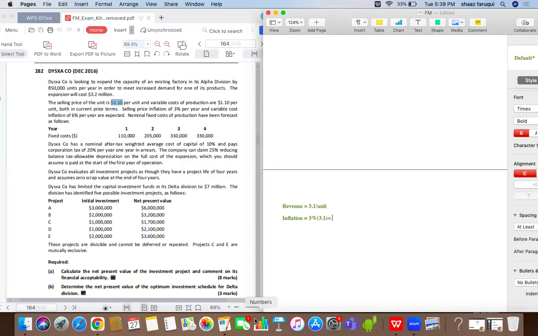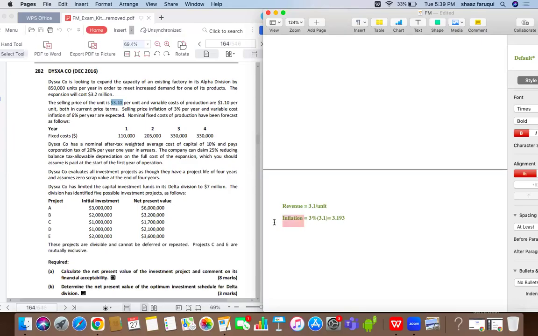Okay, I will do this because again, otherwise we won't finish. 3.1 plus 0.093 is 3.193. So the selling price after a year will no longer be 3.1. The selling price, because of the inflation, will become 3.193. And how many units am I selling?